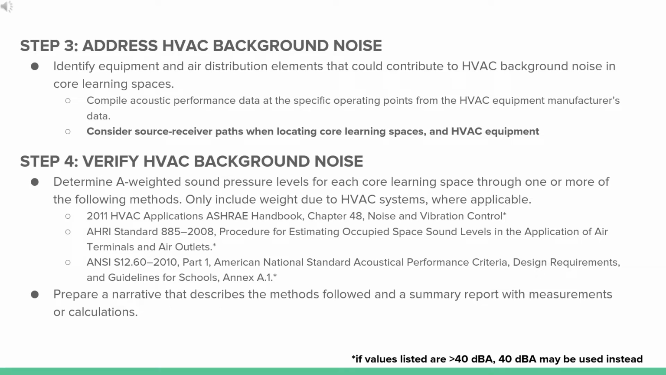Step 4. Verify HVAC background noise. Determine A-weighted sound pressure levels for each core learning space through one or more of the following methods. Only include noise due to HVAC systems where applicable. Note that any table values greater than 40 A-weighted decibels are capped at 40 for the sake of this prerequisite. At the end, prepare a narrative that describes the methods followed and a summary report with measurements or calculations performed.